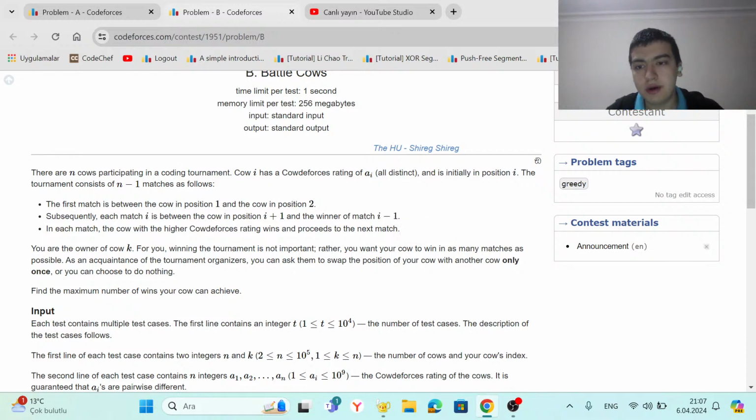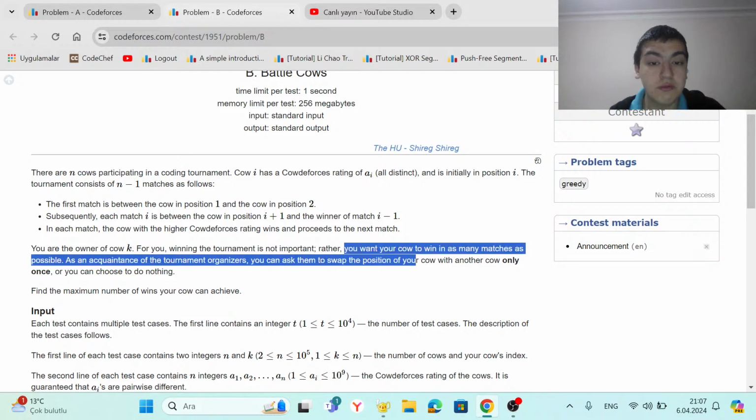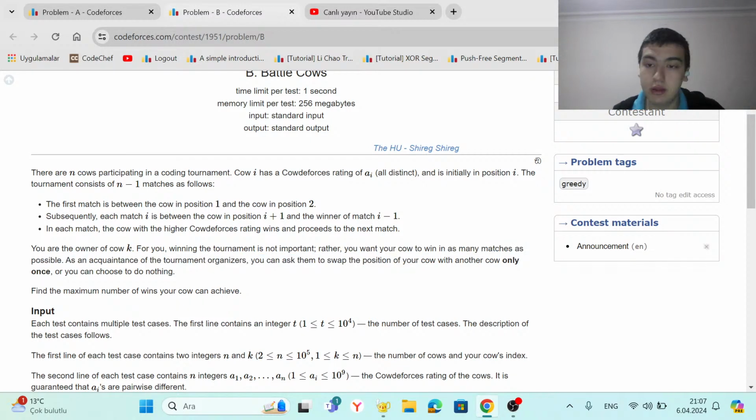You are the owner of the cow key. Whether you win the tournament is not important. The only thing you consider is to win as many matches as possible. You can change your index with any other cow, but you can make this operation exactly one time, only exactly one time. But you can choose to stay in your place too.